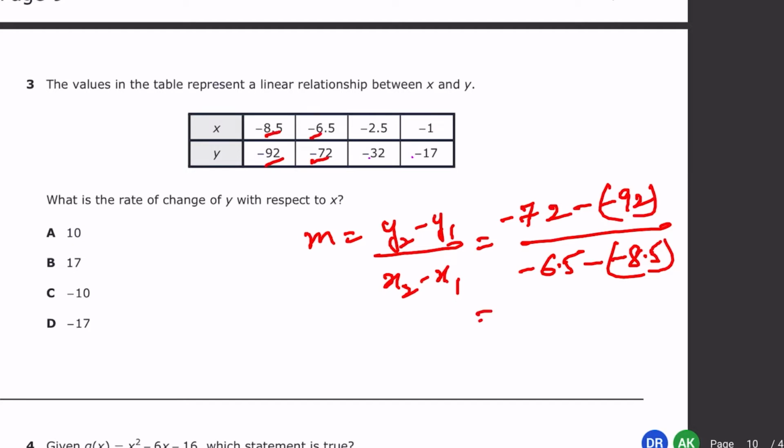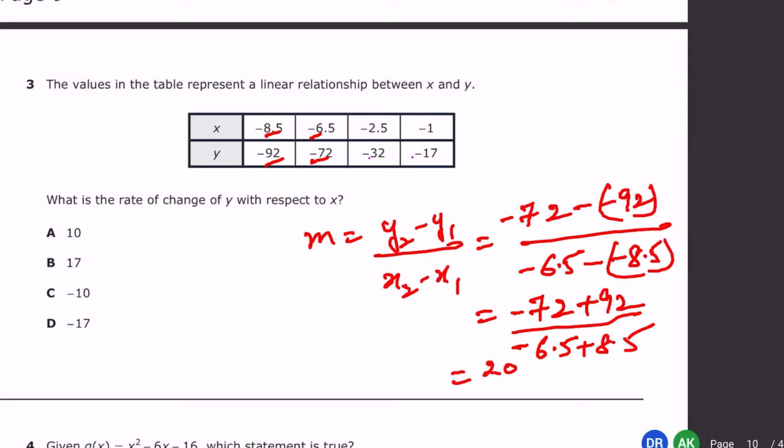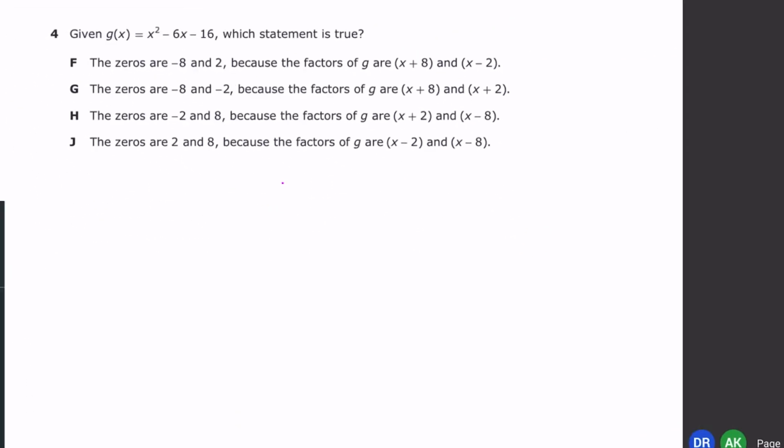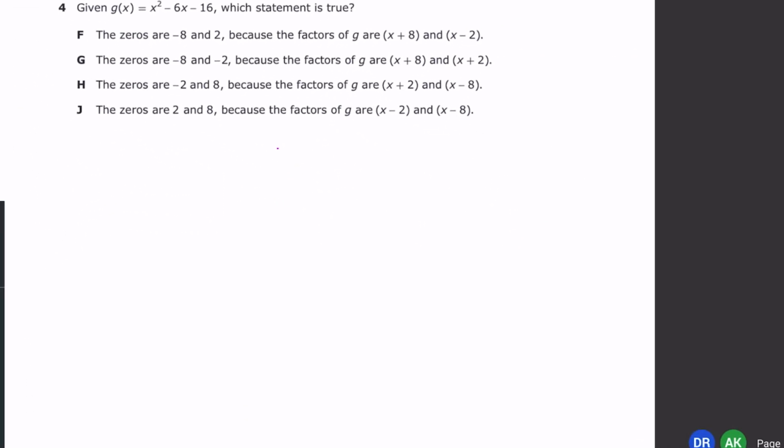Now this is equal to minus 72 plus 92 divided by minus 6.5 plus 8.5, which gives 20 divided by 2, which is equal to 10. So your answer is A, 10. Next problem, the fourth one. We'll go into the fourth one. What's the fourth problem? We'll see.